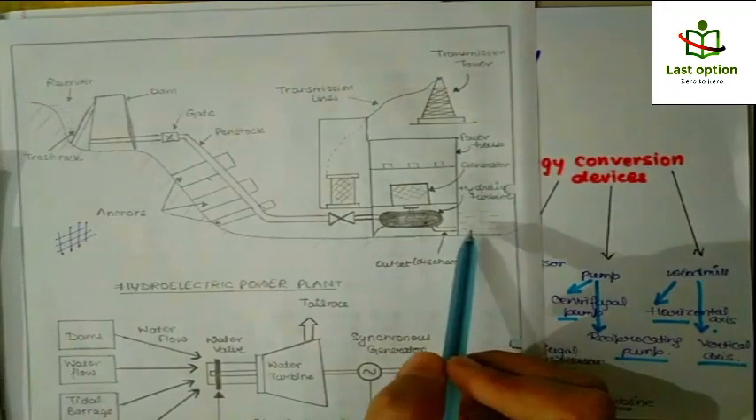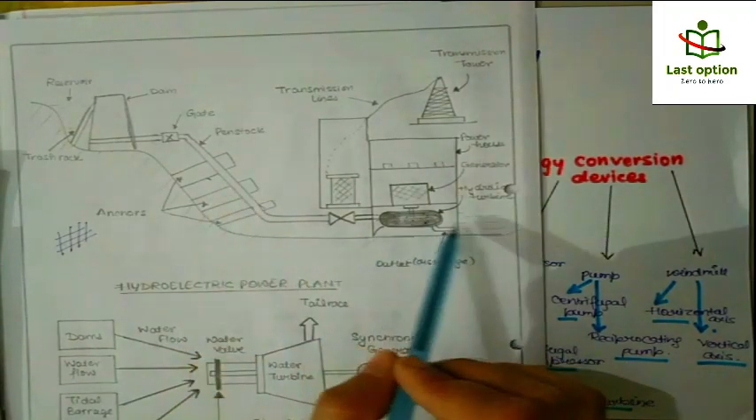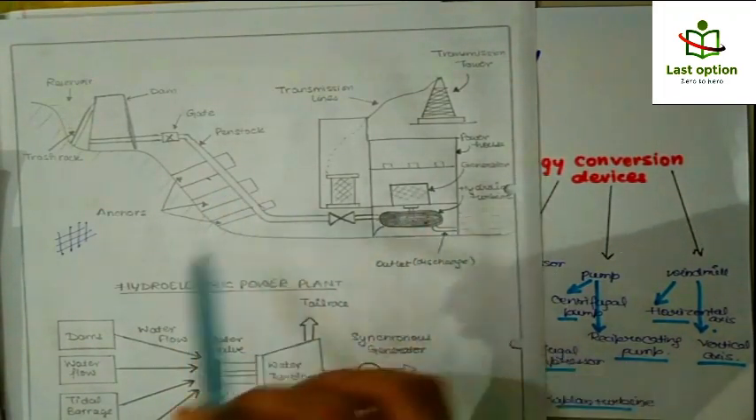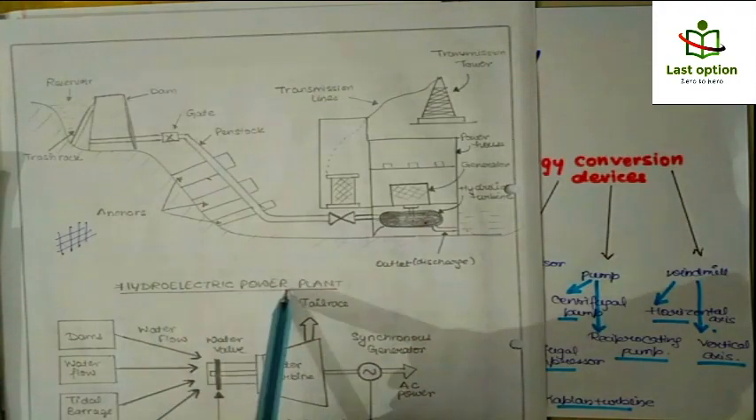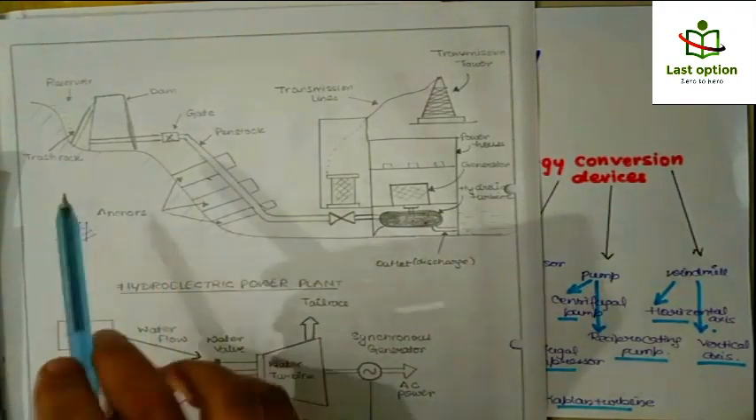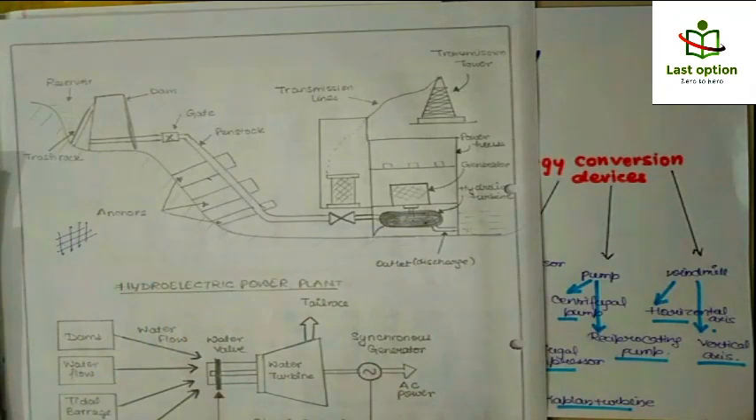Okay, and then we have a tail race here. This is known as the tail race, where all the remaining water that had come here passes away, right? So this is a hydroelectric power plant, which is used to generate electricity from water.